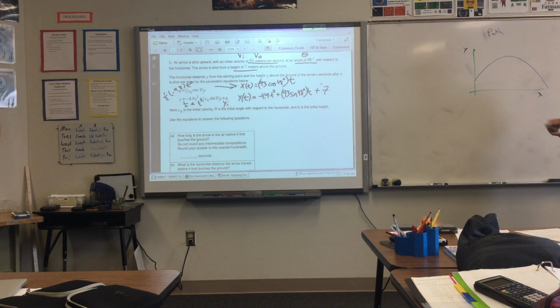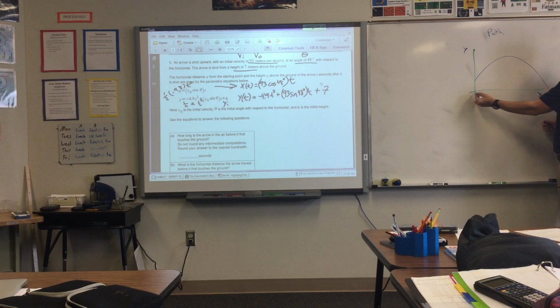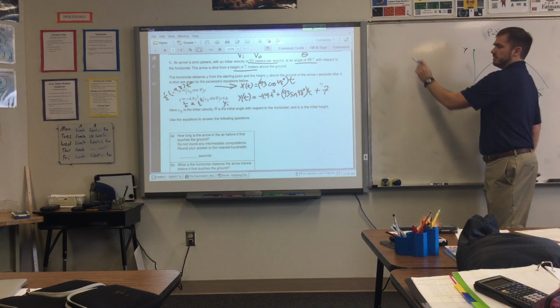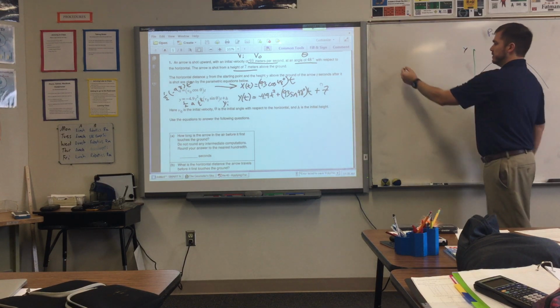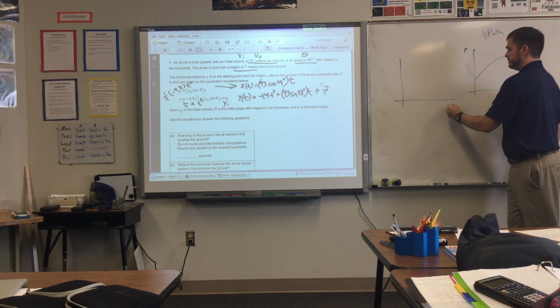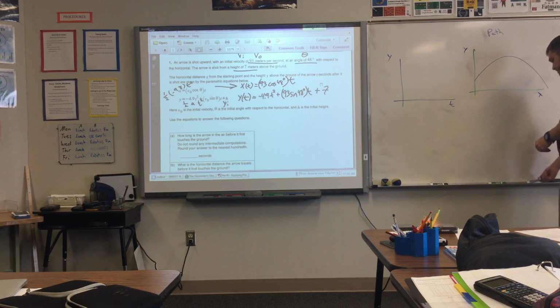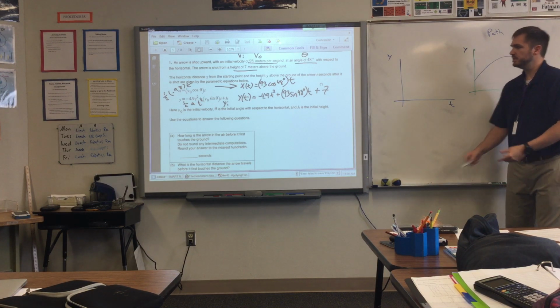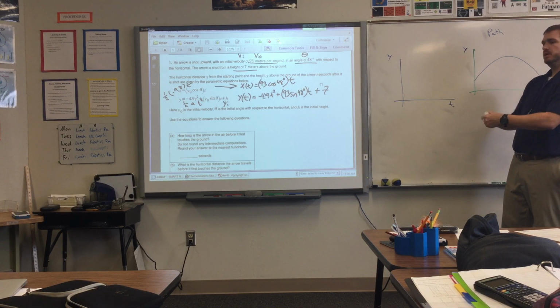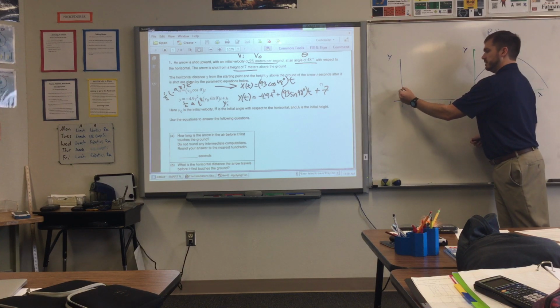Now, this graph right here is a graph of the path, like if we were to look at it, after the arrow has traveled 1 meter, then it's at this point. So this graph right here, y as a function of time, would look something like this. It's a parabola opening downward.